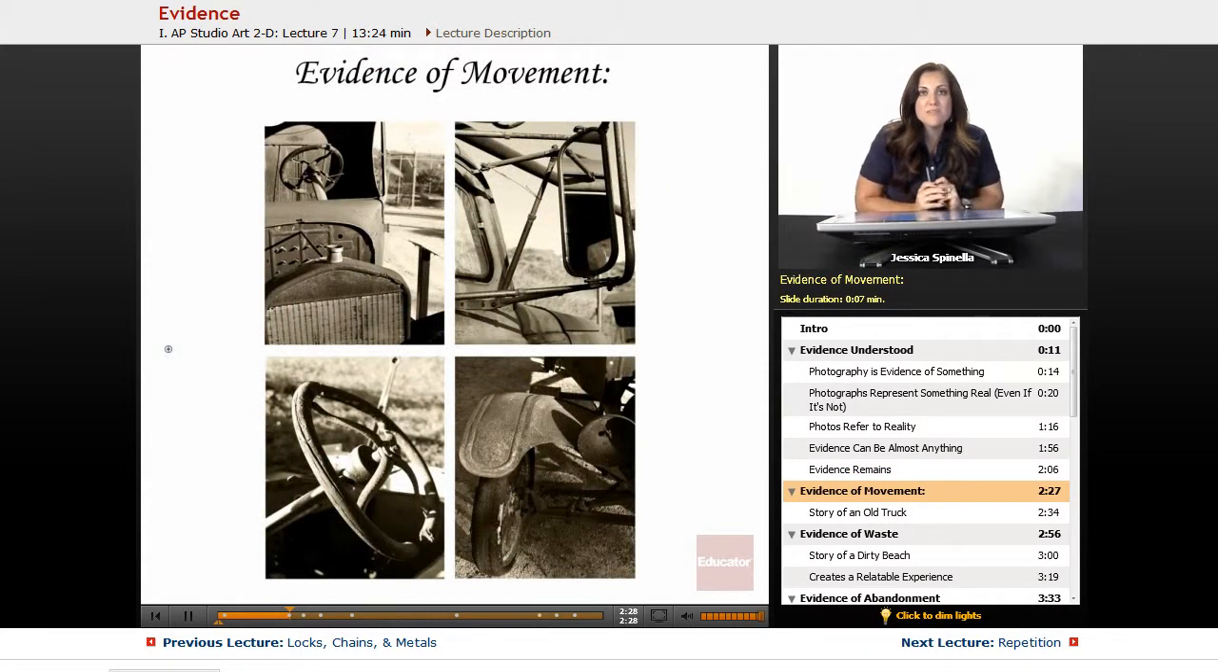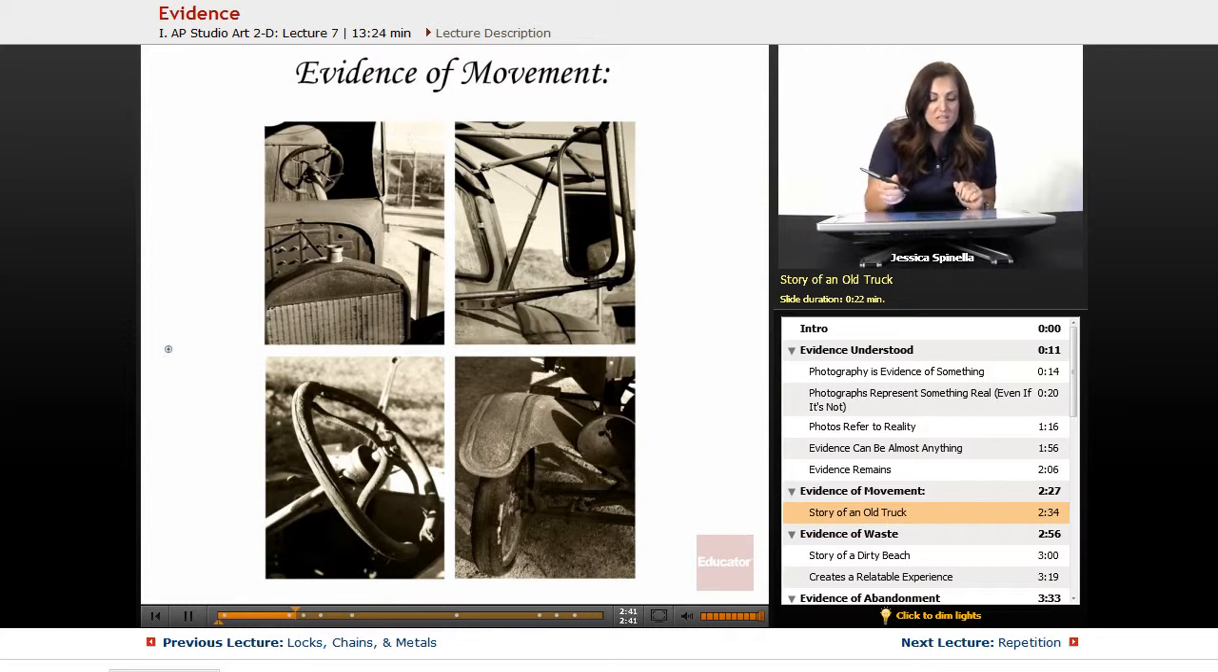All right, so let's look at some evidence of movement. That was one of the samples that I gave you. This is actually an old truck that this person photographed, and you can see evidence that it was a truck that was actually used. You can tell it's been worn down, and you can also tell that it's been abandoned, but it's something that is used for movement. So it's evidence that this has been around the tracks, if you will. It's been used and worn and now left abandoned, all right? So evidence of movement in this image.